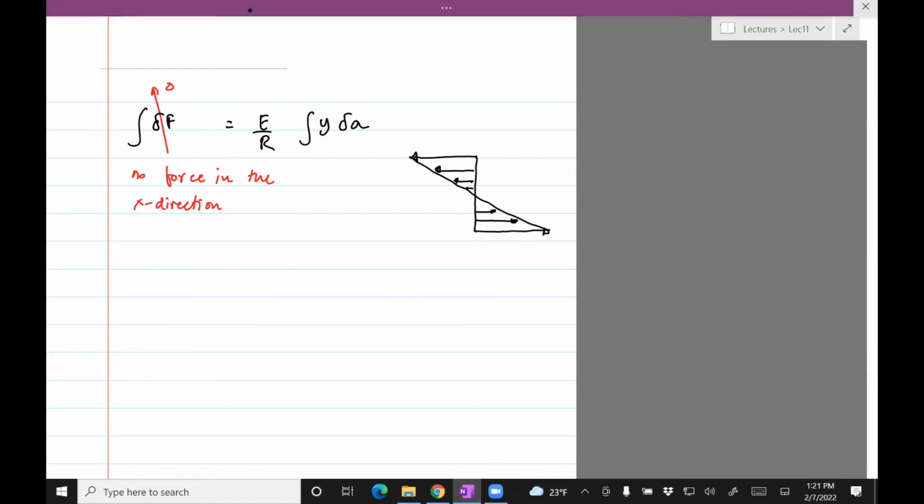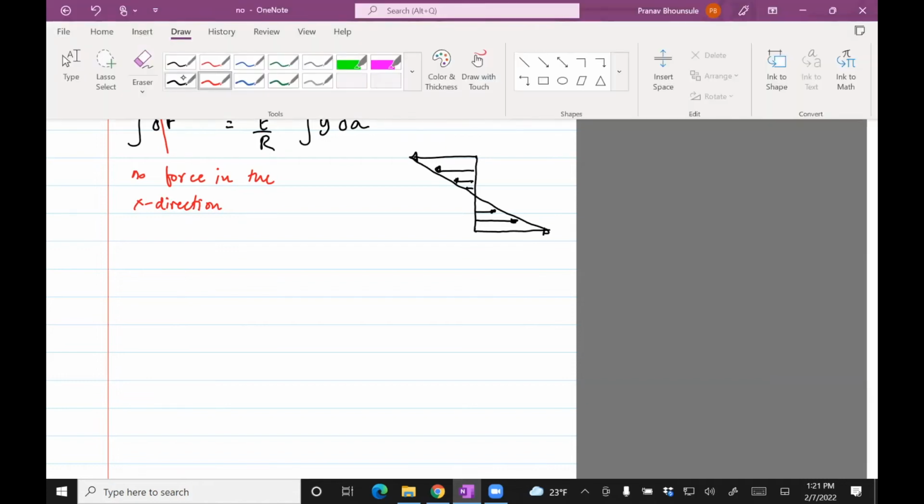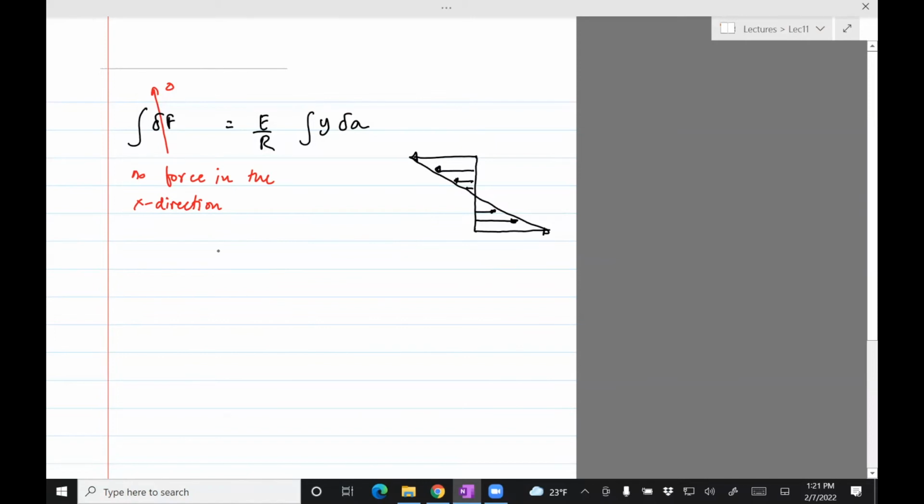Okay, but E and R are constants. And so we can say that integral y dA equals 0. And if you recognize this formula, if you have integral of the distance times delta A equals 0, that's actually the formula for the centroid of the section, right? It's saying that the centroid of the section is the neutral axis.